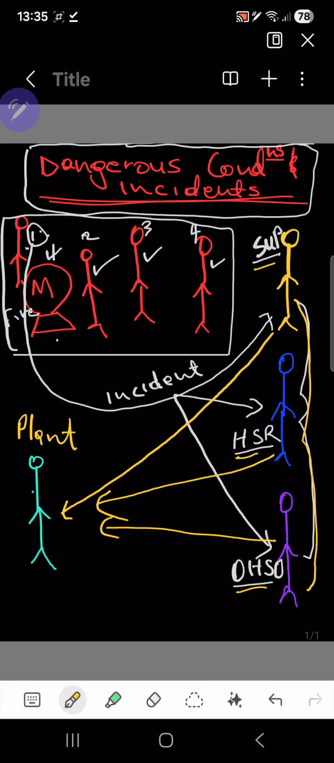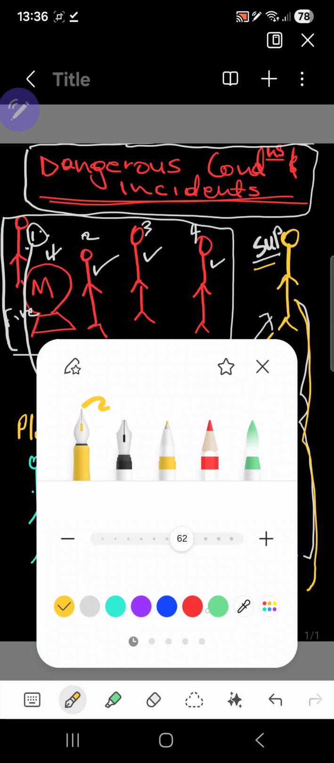After receiving that information, this one ensures that the information he receives, he is going to record. What he is recording is the incident that has been reported to him and the steps taken to remove that incident. So a person in charge of the plant does that.